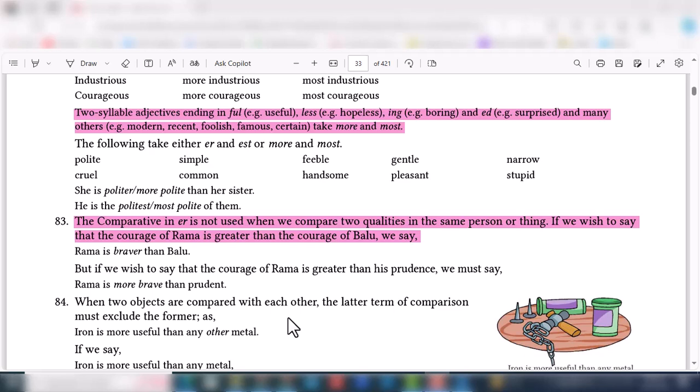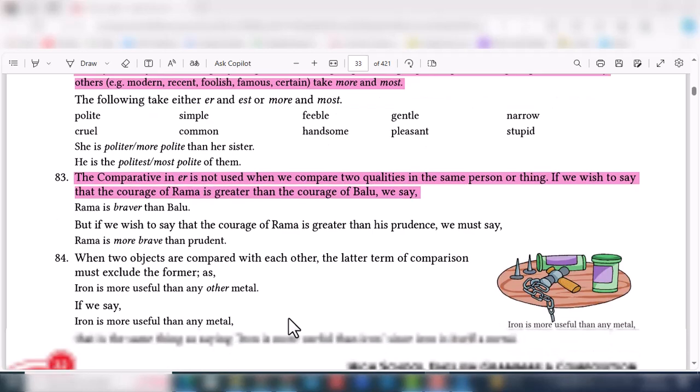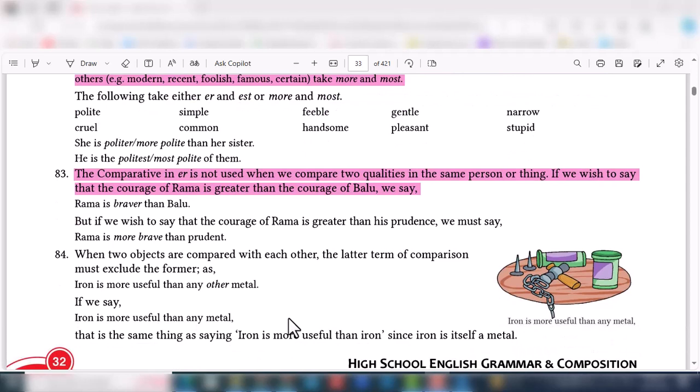And when two objects are compared with each other, the latter term of comparison must exclude the former, like: iron is more useful than any other metal. If we say iron is more useful than any metal, that is the same as saying iron is more useful than iron, since iron is itself a metal.